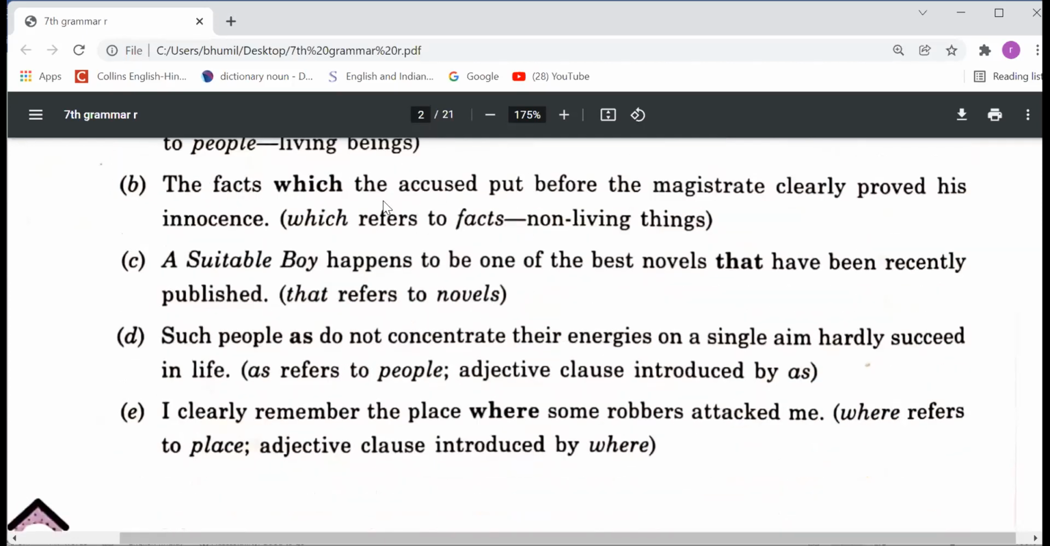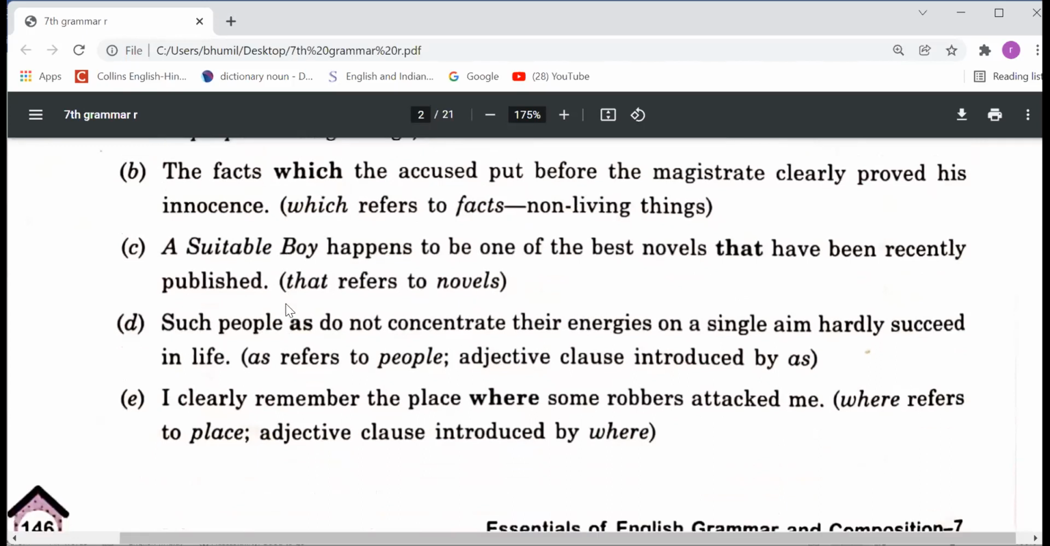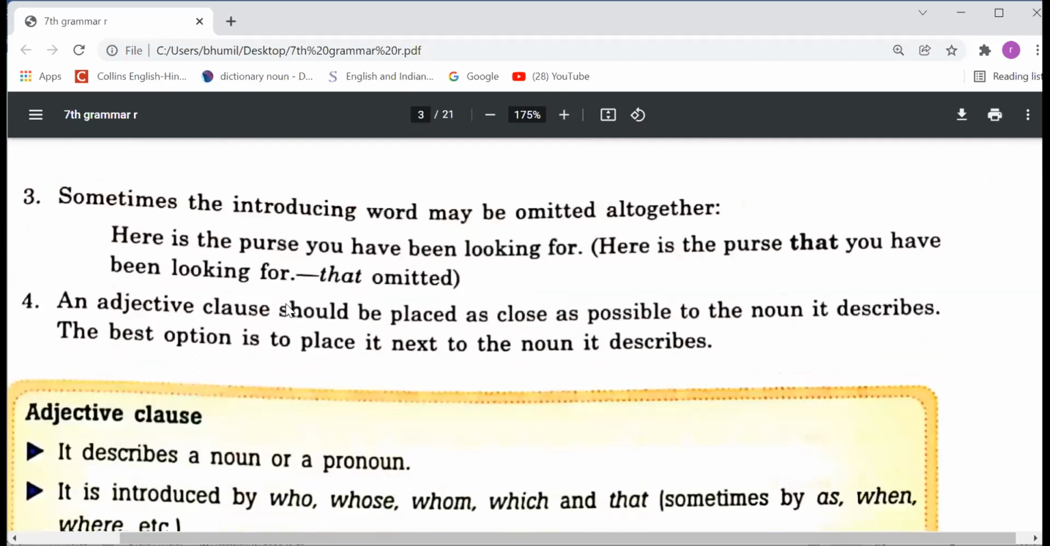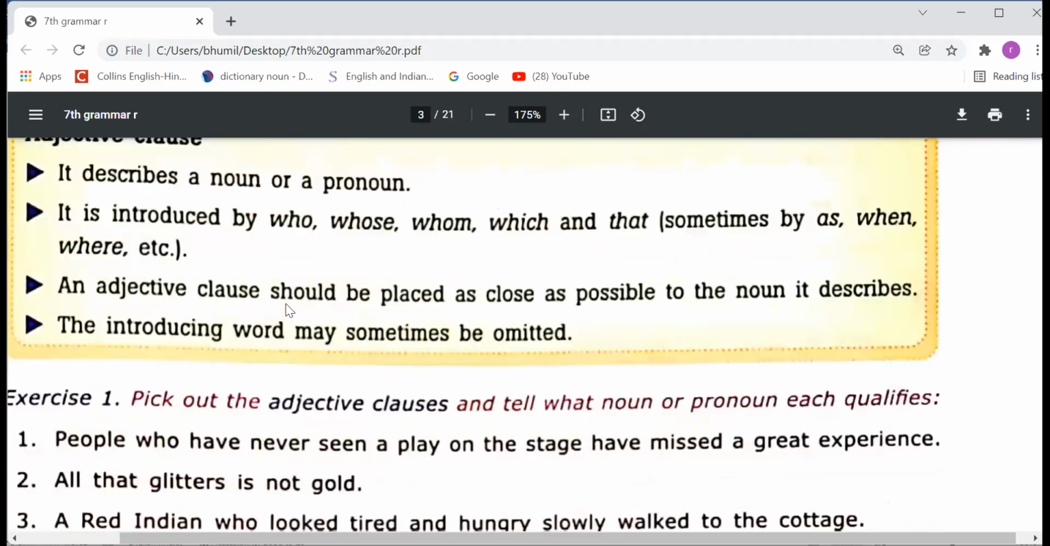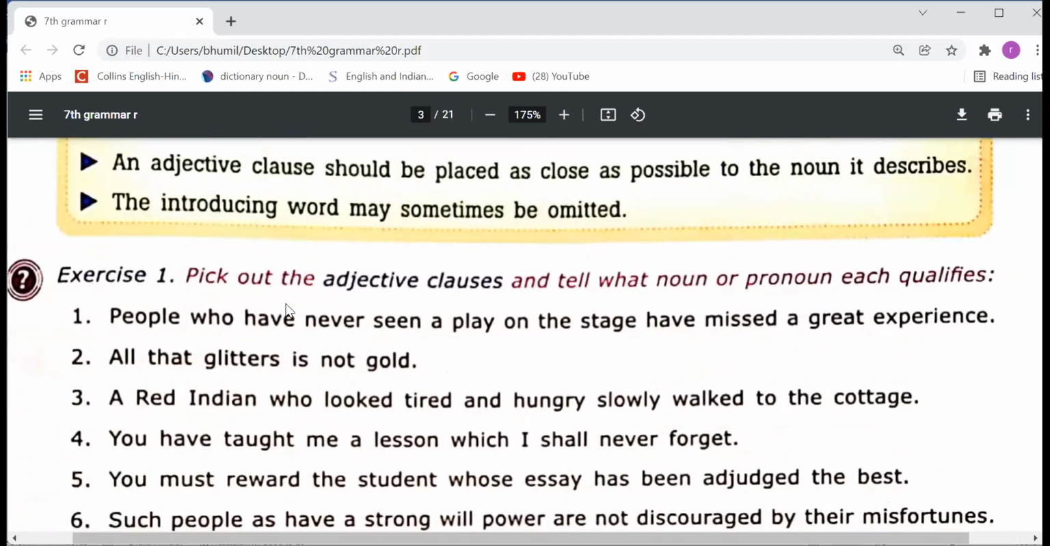Same, the facts which the accused put before the magistrate clearly proved his innocence. So which, this part, is called an adjective clause, and this is describing the facts, right? Same, all the examples are written here, right students? So now please come to exercise number 1.